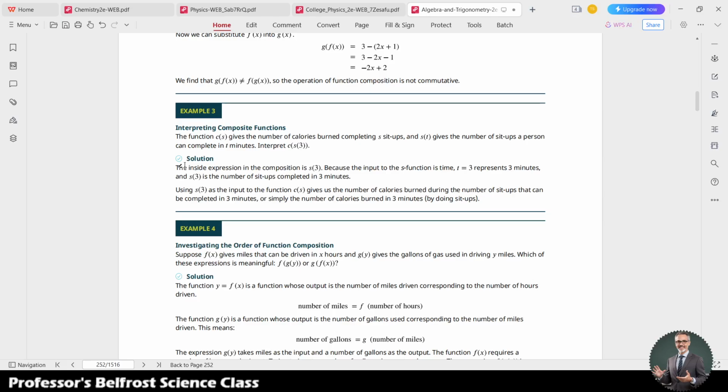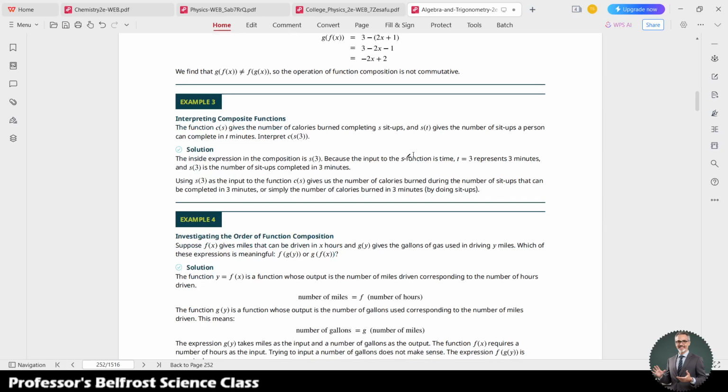Okay, because the input to the s function is time t equals 3, it means that t equals 3 represents 3 minutes, and s(3) is the number of sit-ups completed in 3 minutes. And using s(3) as the input to the function c(s), it gives us the number of calories burned during the number of sit-ups that can be completed in 3 minutes.